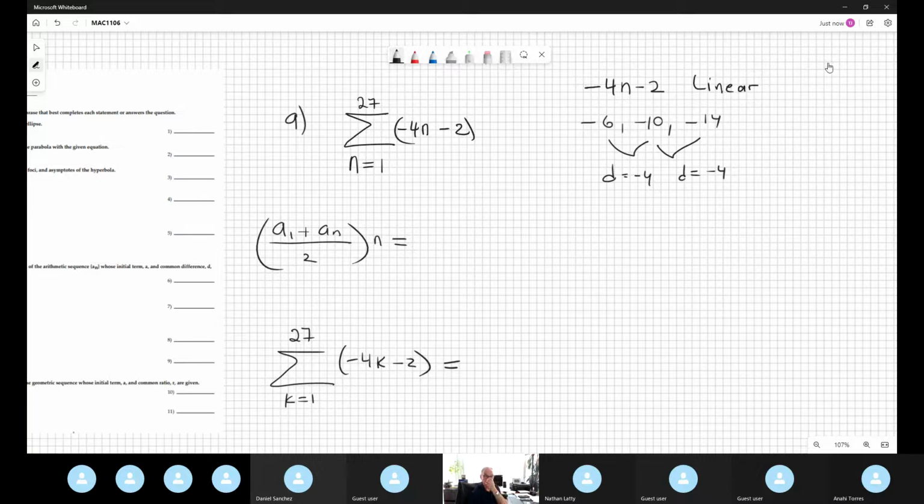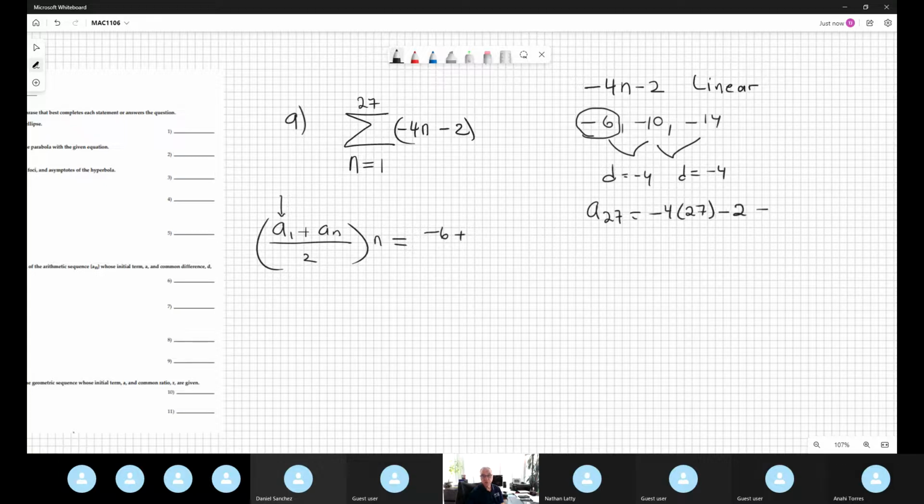I do it my way. My way is this. Bueno, a1 is obviously negative 6, no? It's the first one. This is a1. Plugging in here. Negative 6 plus an, which is a27, because the last element in the summation is 27. So negative 4 times 27 minus 2. And this is negative, of course, 110.